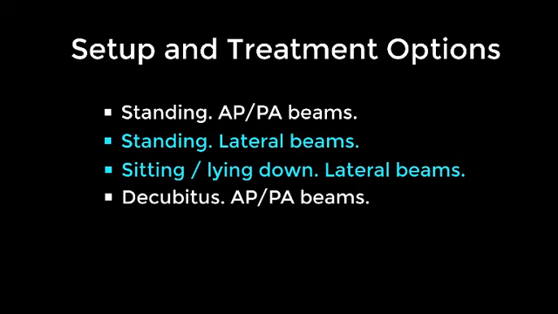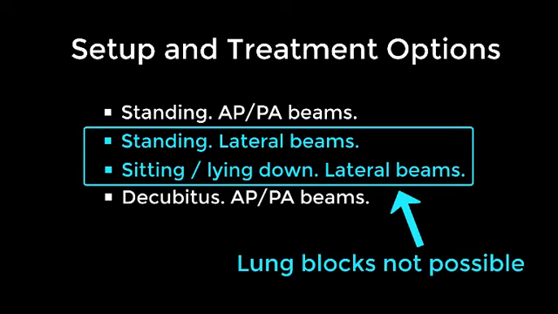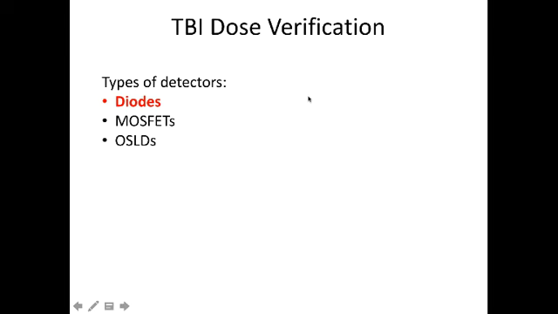So the lung blocks that I'm showing, it's not possible to use those in the lateral setup. You're actually relying on sort of the patient's arm to provide extra dose attenuation in the lung region. So that's one of the disadvantages of lateral treatments. Also, it's somewhat less homogeneous because the patient is thicker in the lateral direction. So that's something to account for.